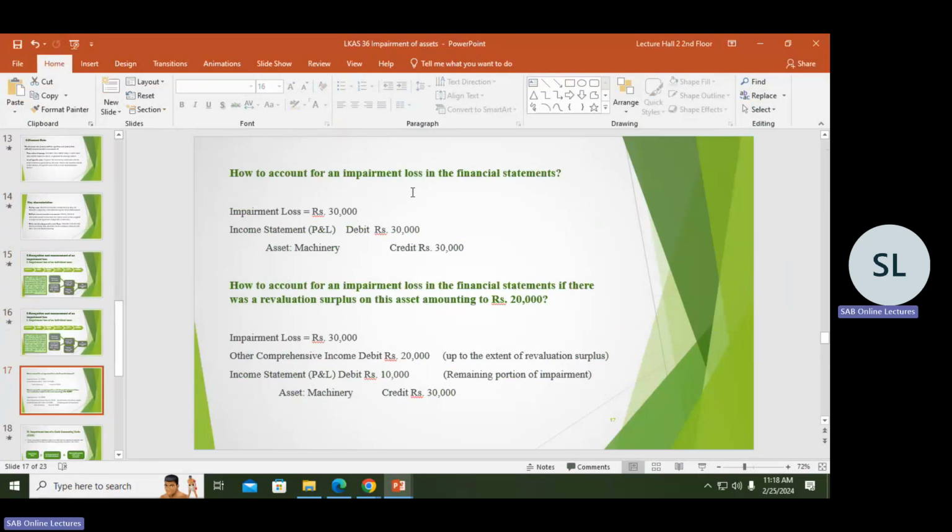You are just using a value, right? When the example comes, for the impairment loss you are taking 30,000. At least you have to say that assume that there is an impairment loss of an asset of 30,000.